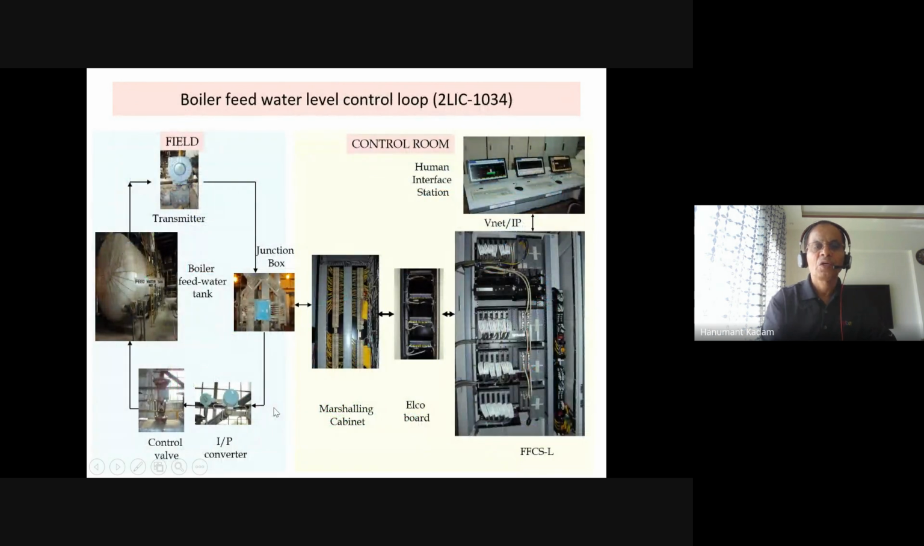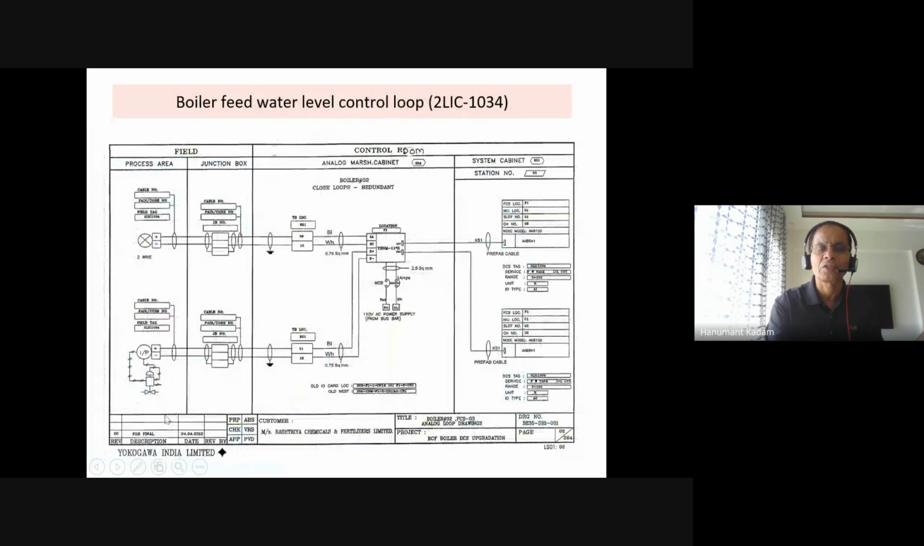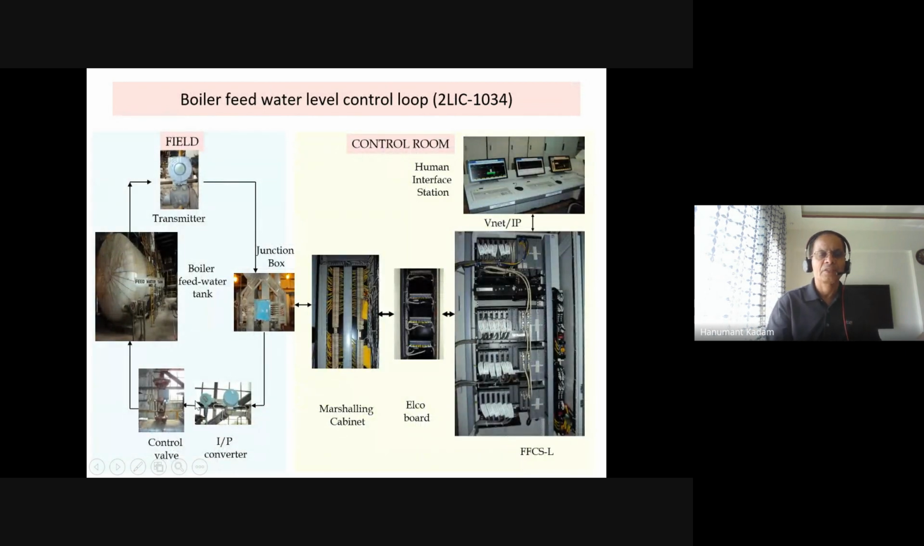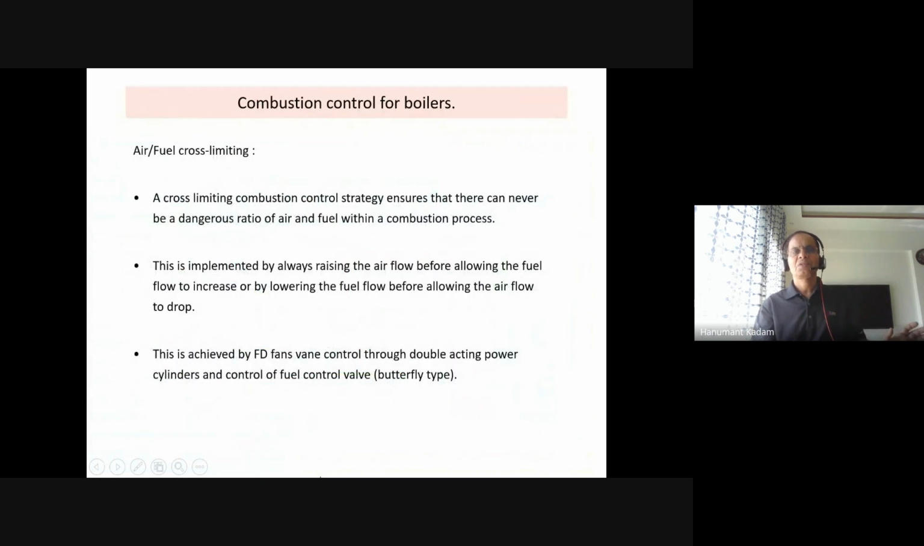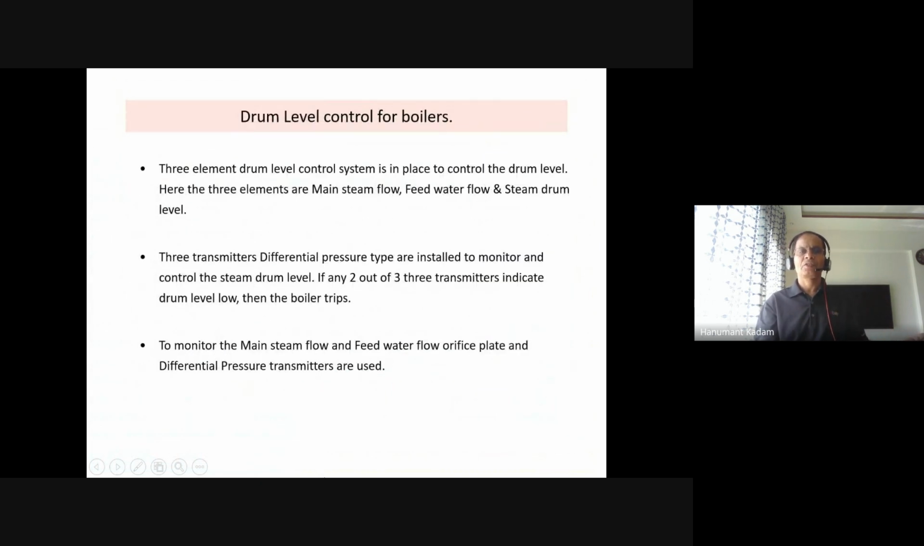Now I am showing you this I2P converter, and this is the control wall which is shown here. So this I2P and this control wall picture is here. You can see here, this is a control wall and this is I2P. So this is what the boiler has.